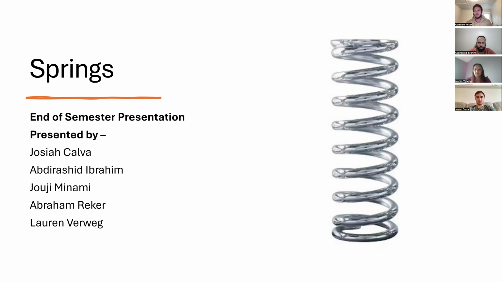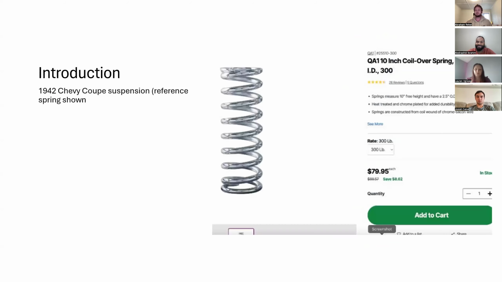Okay, welcome to this presentation. Our group chose the spring project for our presentation. Right here, we went on to QA1, and this was actually from Speedway Motors, to select a spring for a 1942 Chevy Coupe. The idea is that on the website, you're offered plenty of different options on spring rate. So we wanted to choose a spring that was going to be comfortable for the riders.